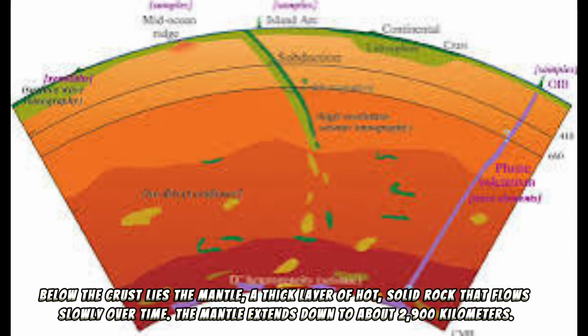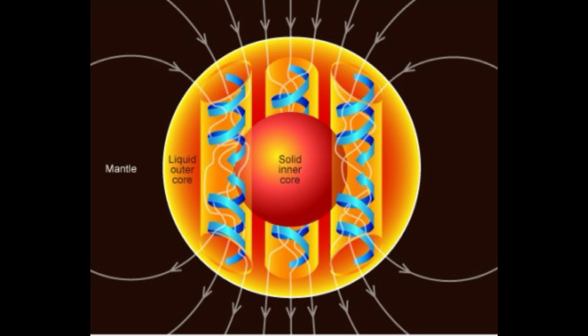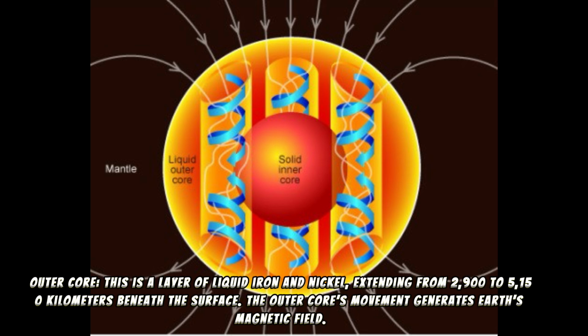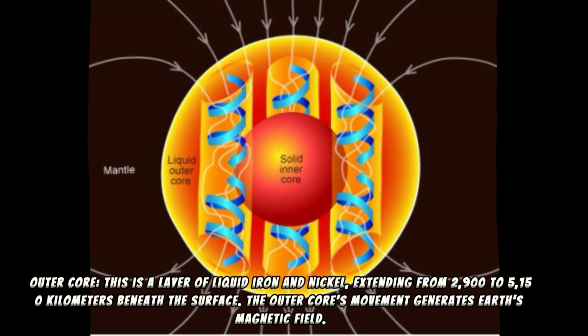Below the crust lies the mantle, a thick layer of hot, solid rock that flows slowly over time. The mantle extends down to about 2,900 kilometers. Outer core. This is a layer of liquid iron and nickel, extending from 2,900 to 5,150 kilometers beneath the surface. The outer core's movement generates Earth's magnetic field.